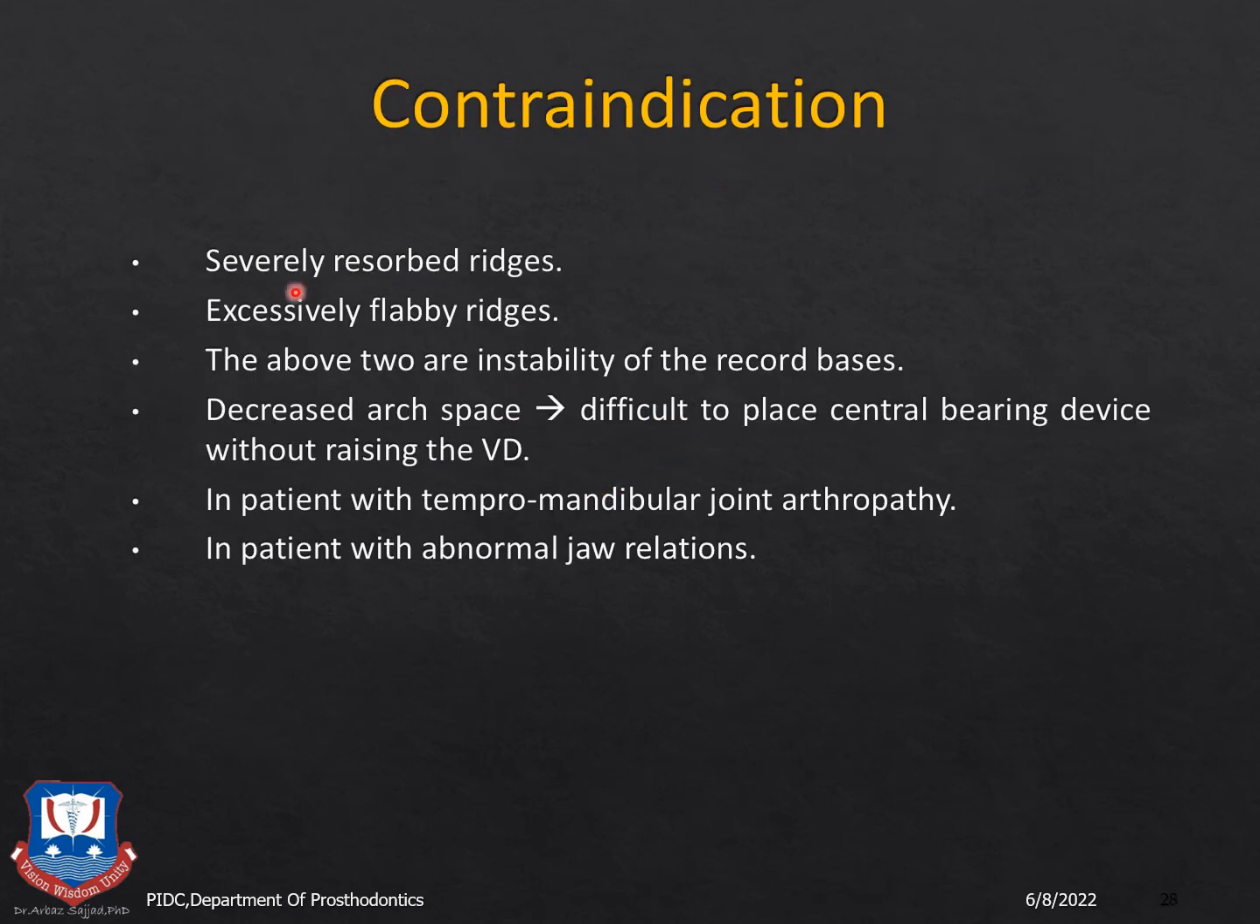Now, what is the contraindication? As I mentioned, if there are severely resorbed ridges, the record bases will be unstable, and you will not get a proper tracing or fail to get a proper tracing. In case of excessively flabby and hyperplastic ridges, and when there is decreased vertical dimension of occlusion and vertical dimension at rest, in patients with existing temporomandibular joint arthropathy or disorder, or patients with restricted TMJ movements, in such cases we cannot use graphic tracing methods for recording the horizontal.